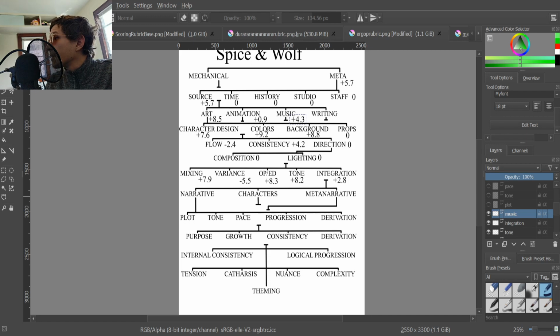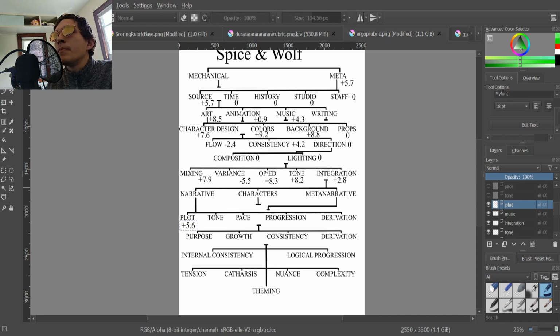Now, the writing, the plot. Now, Spice and Wolf in the show, obviously, did not really conclude the overarching plot, but we're judging it purely based on the show. And it did end up being able to actually end somewhere that I felt was appropriate. It did have a good cutoff point.